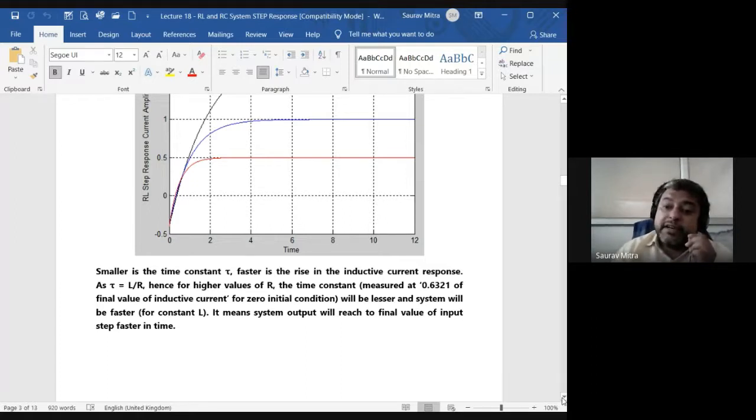The more the value of R, the less will be L by R, and the faster will be the response. The same thing is written here. So in theory, you also have to write the same in the answer. You have to draw these three graphs.